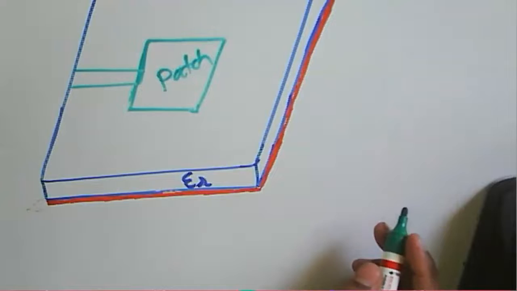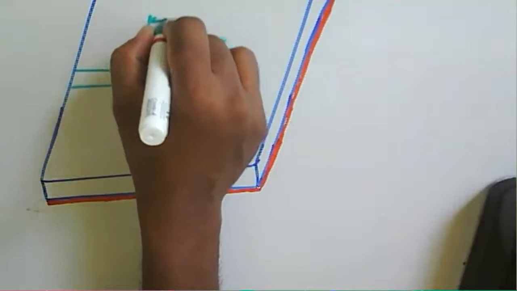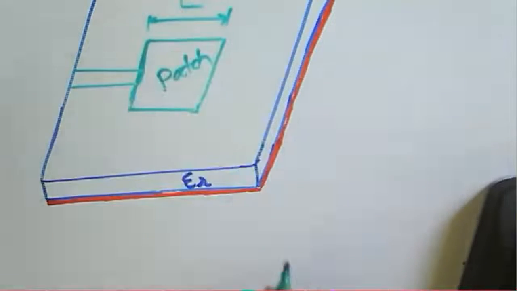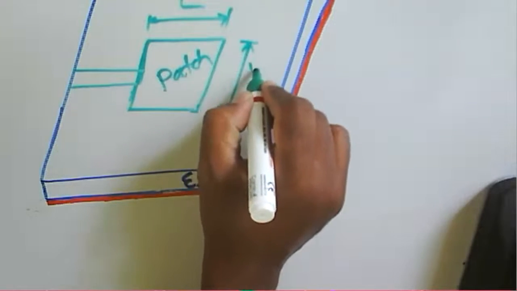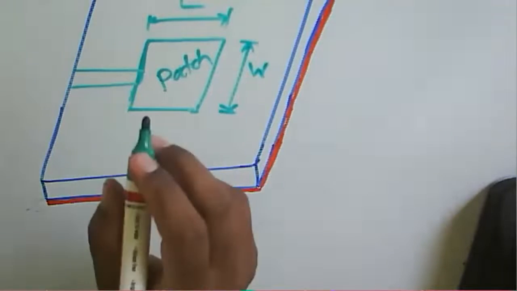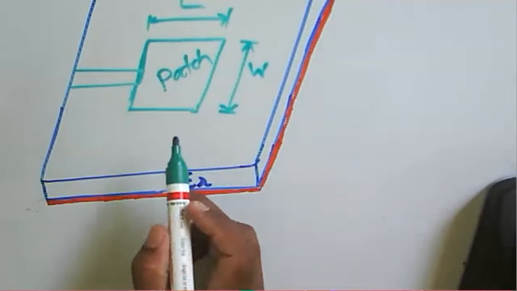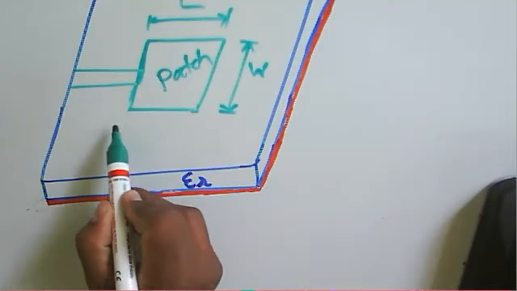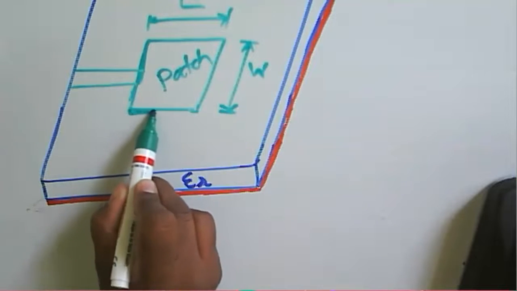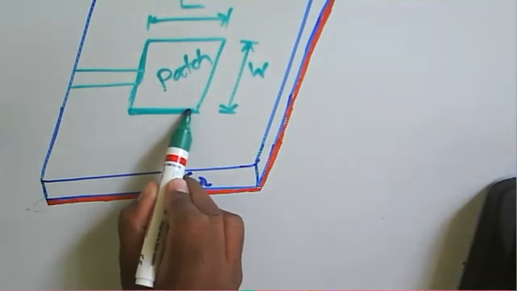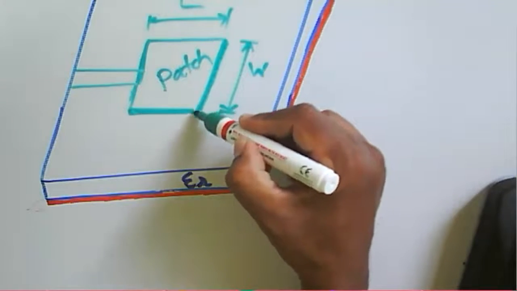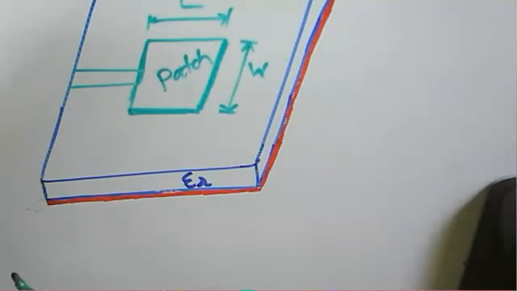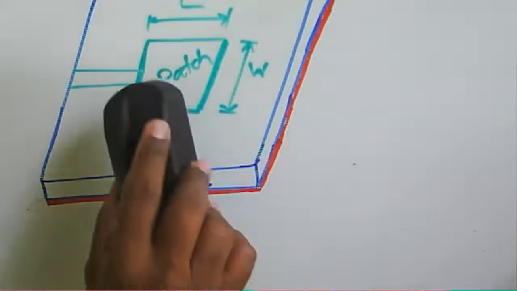This is your patch, and the patch has a size. The patch has a length, then it has a width, and then it has a thickness. This particular patch has some particular thickness, so this is the thickness of the patch. This is your microstrip patch now.